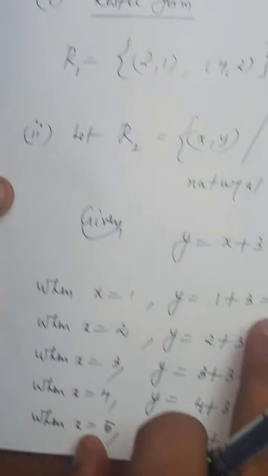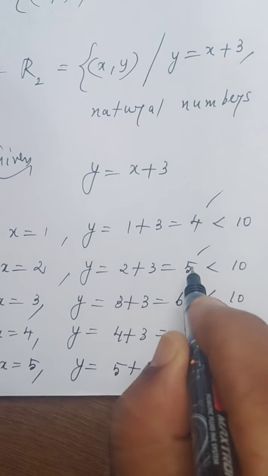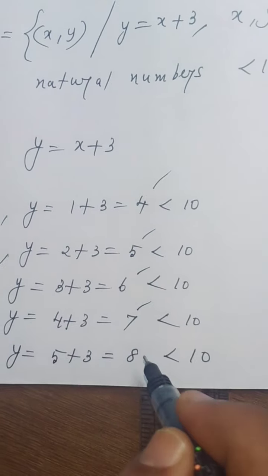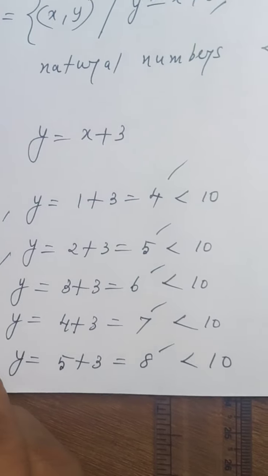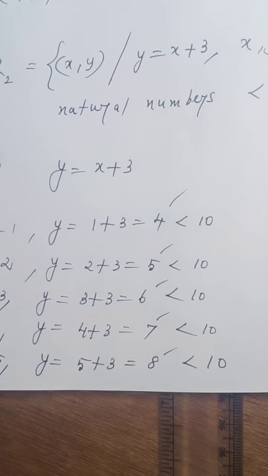Look at that. 1 is related with 4. 4 is less than 10. 5 is less than 10. 6 is less than 10. 7 is less than 10. 8 is less than 10. So 1 is related with 4. So 1 4, 2 5, 3 6, 4 7, 5 8.